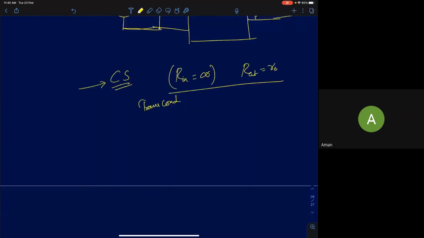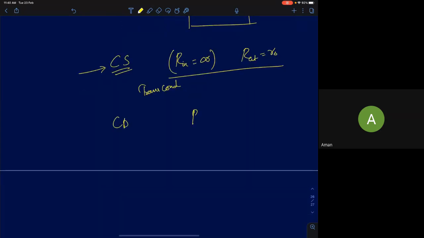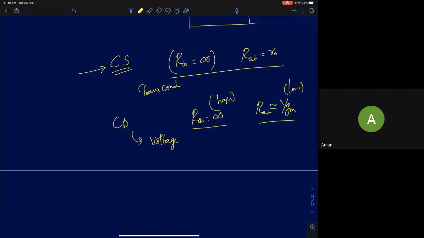Okay. Second thing, common drain amplifier. Common drain amplifier, input resistance is very high. Output resistance is approximately 1 by gm. What does this represent? Output resistance is low, input resistance is high. It's an ideal voltage amplifier. It approximates a very good voltage amplifier. Input resistance is high, output resistance is very low.